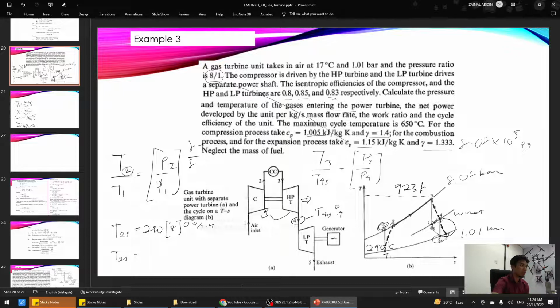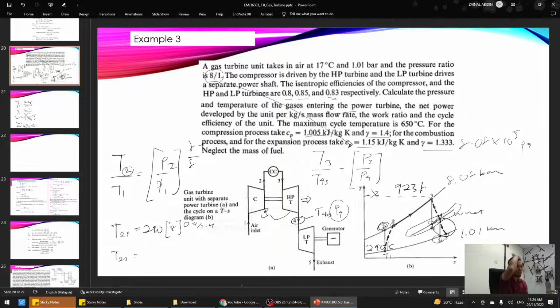Tak boleh. Sebab line pressure dia pun tak sama, tak bersambung. So you cannot use the same pressure ratio. Okay, you need to find this pressure ratio. Apa pressure dia kat sini. Sebab tu soalan tu suruh cari T4A dengan P4. Kalau you senang-senang je terus masuk kat sini dapat 8, bukan soalan lah tu.